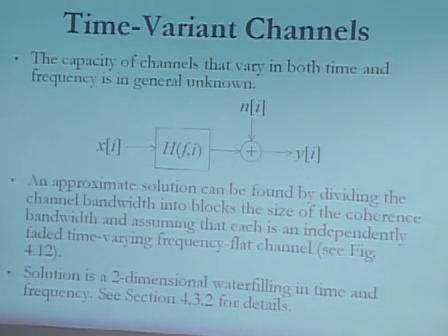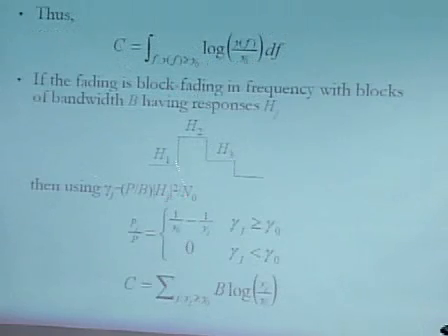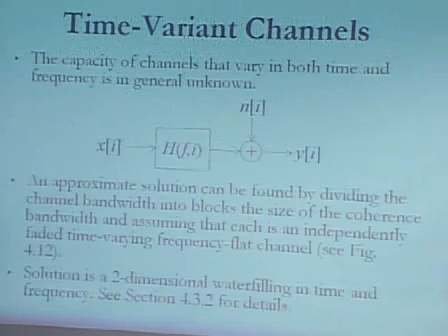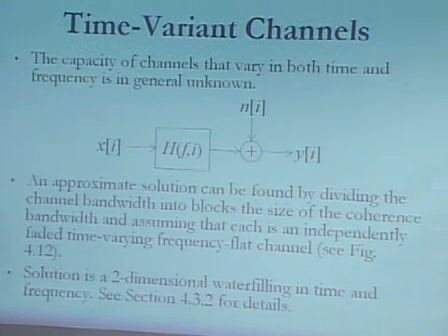So the way to find an approximate solution here is by dividing the bandwidth into blocks of size the coherence bandwidth. And the coherence bandwidth, remember, is the bandwidth over which the fading is pretty much constant in frequency. It's the bandwidth over which there is little change. So we can discretize things in frequency by saying, okay, the coherence bandwidth is, I don't know, 100 kilohertz. I'm going to break up my bandwidth in blocks of 100 kilohertz. Each one is going to be close to flat, so I'm going to idealize it as flat.